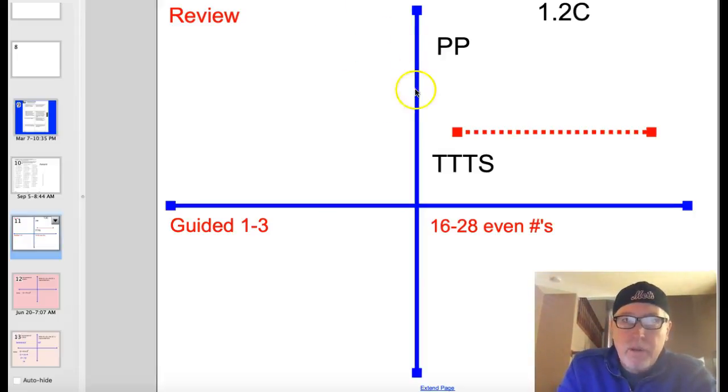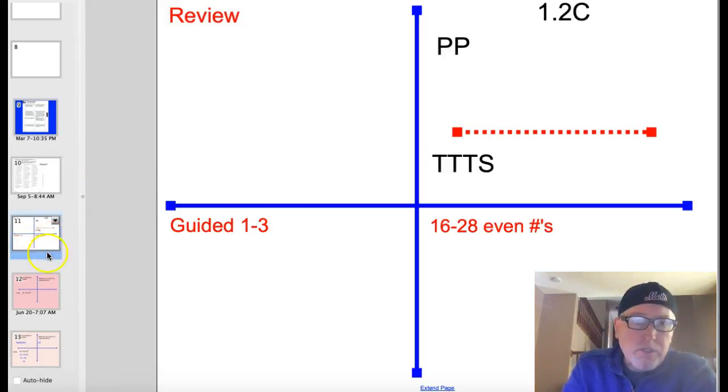Today you can divide your paper up like this if you want. Go ahead and put your review problems up here. We only have 3 review problems today. Our pause problems, there's not too many pause problems. Pretty simple ticket to the show. We're going to have 3 guided problems and 16 through 28 even numbers only. So that's only about 6 or 7 problems as well.